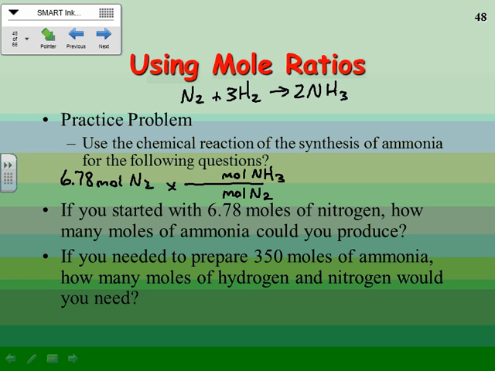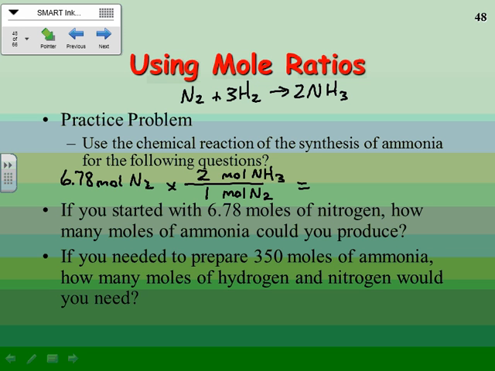What's my ratio on that one? 2-to-1. Everyone in agreement there? 2 moles of NH3. Again, you're just looking at the balanced chemical equation. The way that you would say that is it takes 1 mole of nitrogen to make 2 moles of NH3, right? So all you're doing is 6.78 times 2.